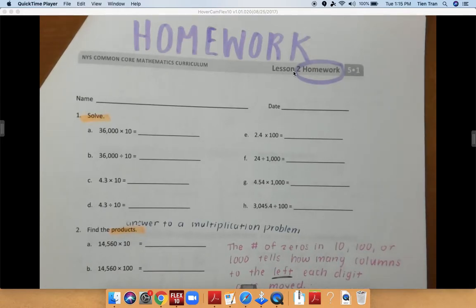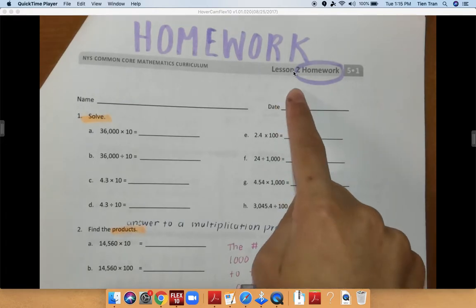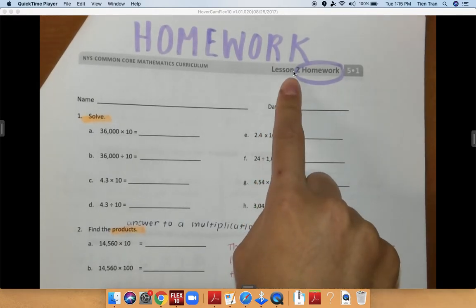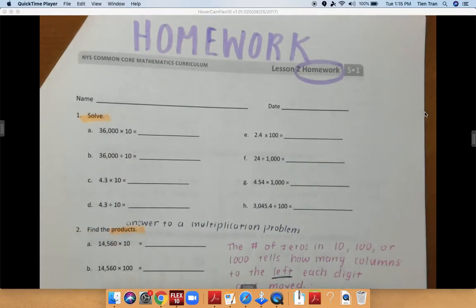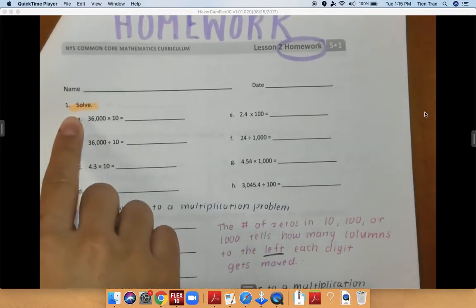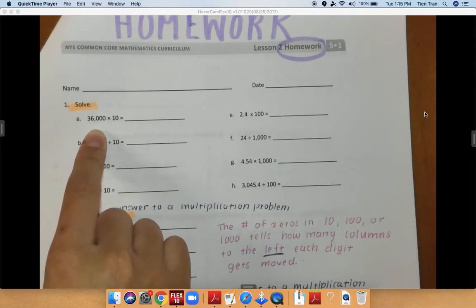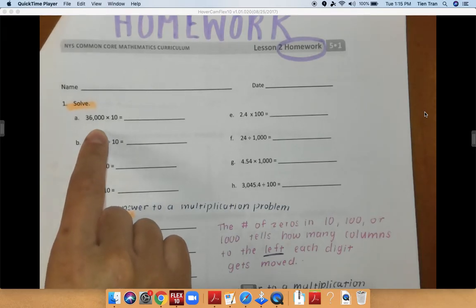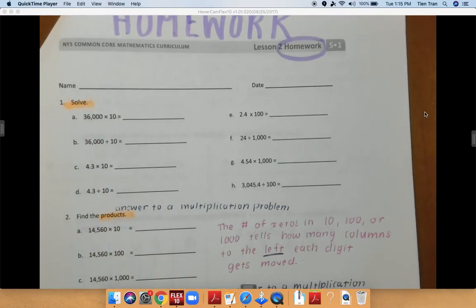This is the homework portion for lesson number 2. You should be able to see on top it says lesson 2 homework. So this is number 1, and it asks you to solve. We have 36,000 times 10. So you're wondering, Miss Sharon, how do I solve for these problems? This is 36,000 times 10.